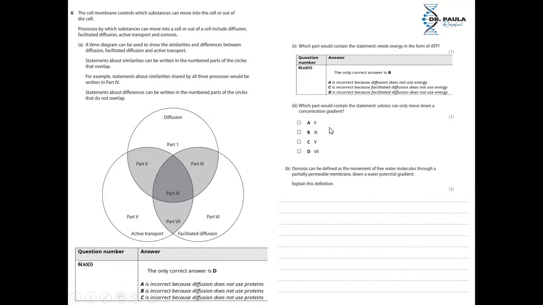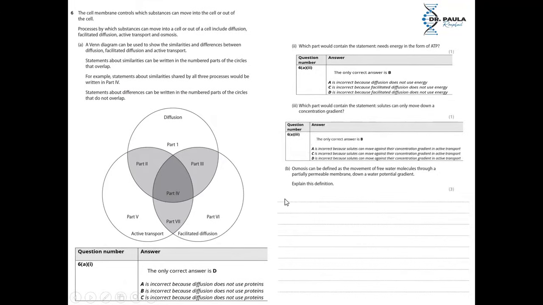Next question. Which part would contain the statement solutes can only move down concentration gradient, not against or up? The question is saying down, so I have to read quite well. Because down concentration gradient, for sure you know that diffusion and facilitated diffusion, both of them are moving down the concentration gradient, while the active transport is exactly the opposite. So the answer here is going to be B, triple I, this part, because it involves both of them, diffusion and facilitated diffusion. Perfect.